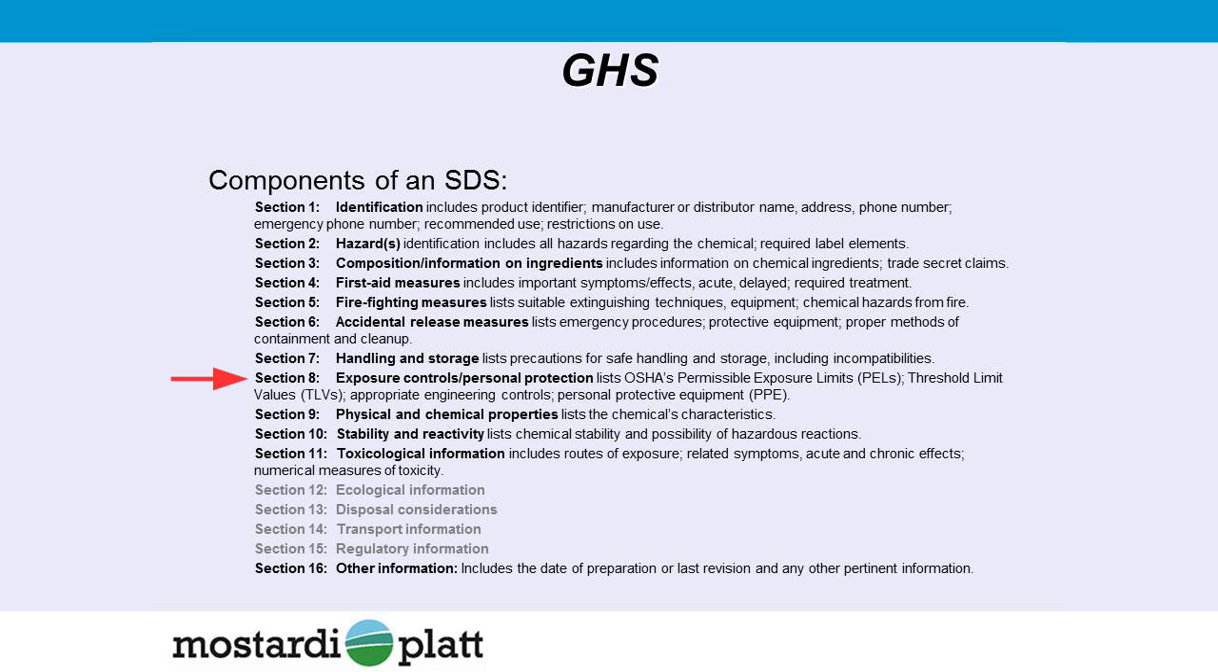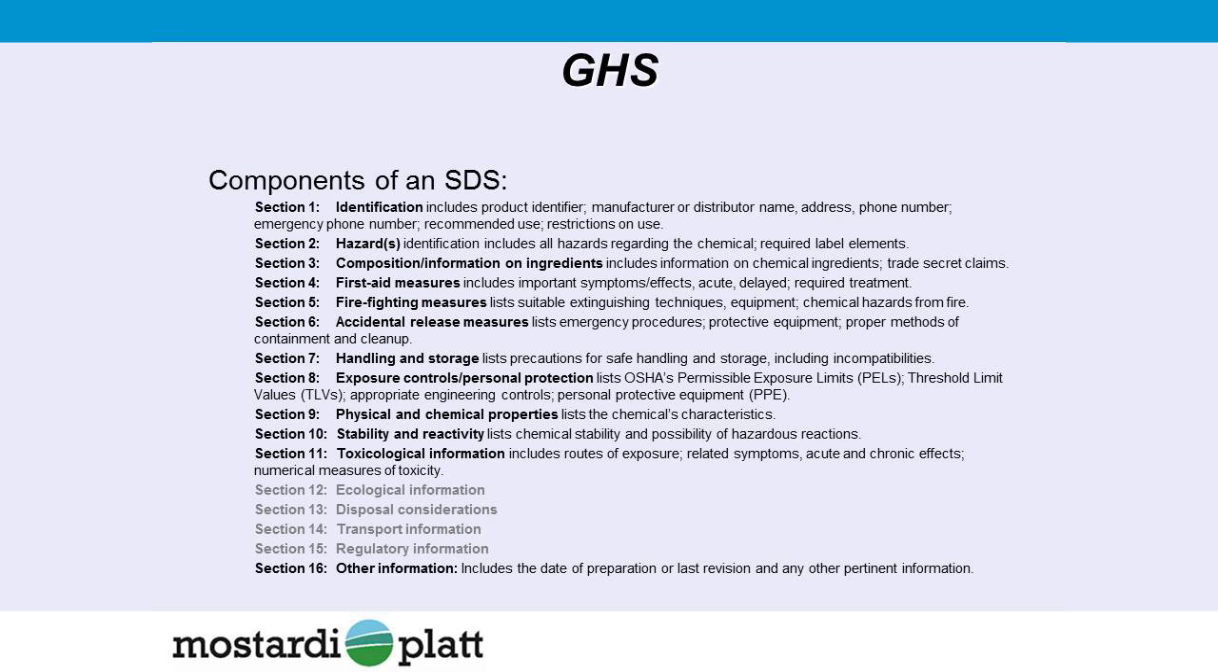Section 8 is that of exposure controls and personal protection. This would list OSHA's permissible exposure limits, or PEL. It may list NIOSH's threshold limit value, the TLV. It's also going to list any appropriate engineering controls or personal protective equipment controls. Section 9 is that of physical and chemical properties. This lists the chemical's characteristics, such as the pH, the flash point, the boiling point, the vapor pressure, and so on. Section 10 is that of stability and reactivity. This lists the chemical stability and the possibility of any hazardous reactions. Section 11 is toxicological information, which includes any routes of entry, such as inhalation, ingestion, and absorption through the skin.